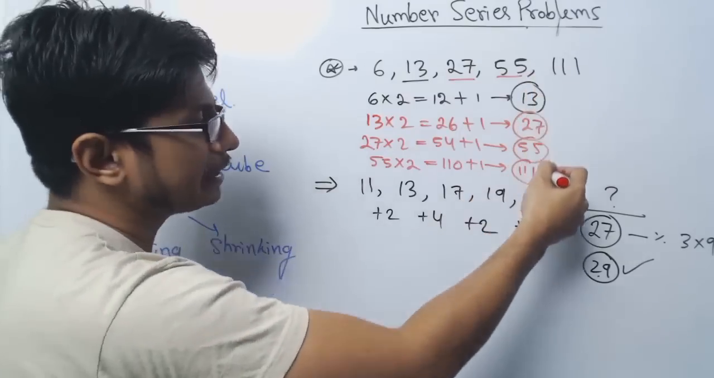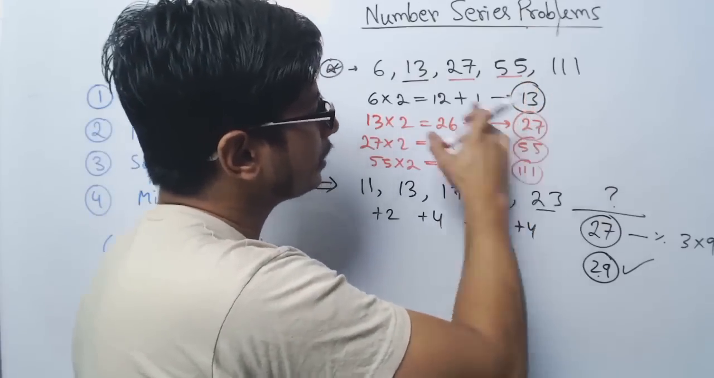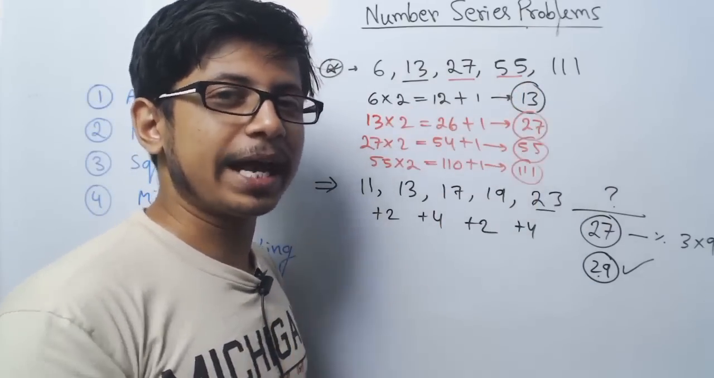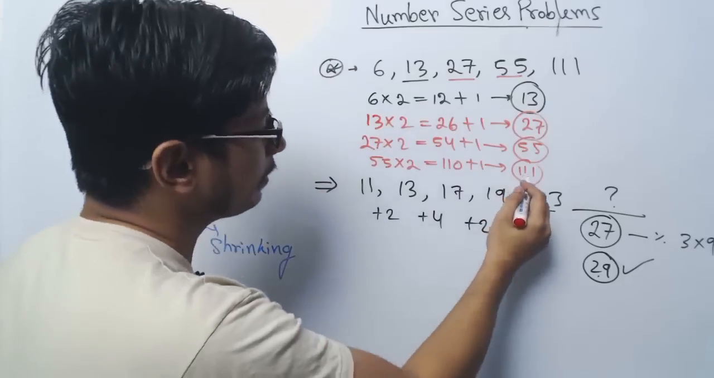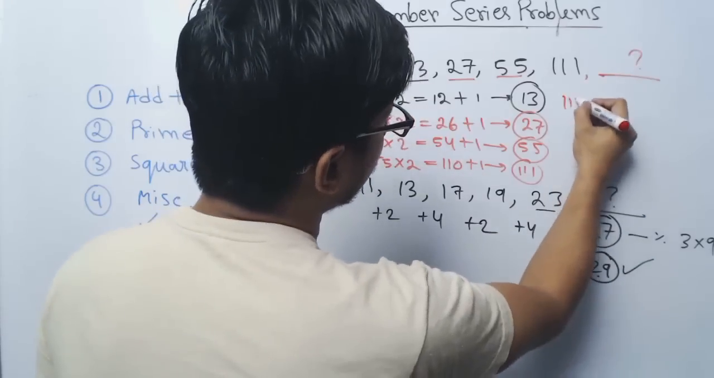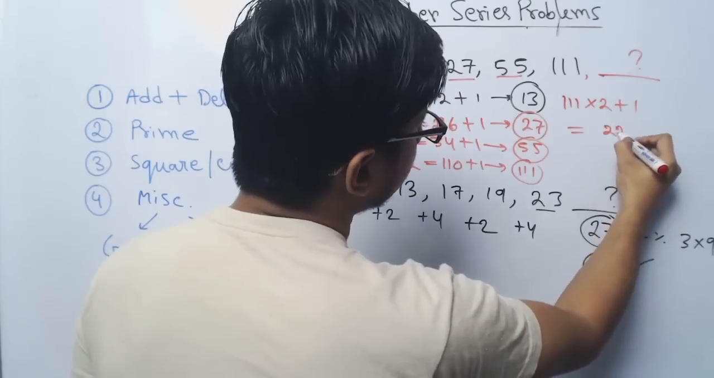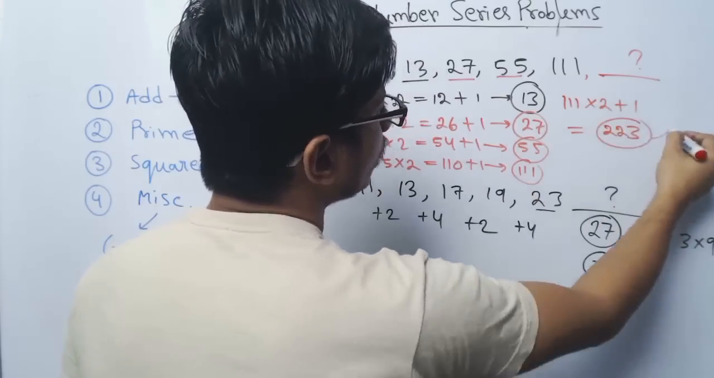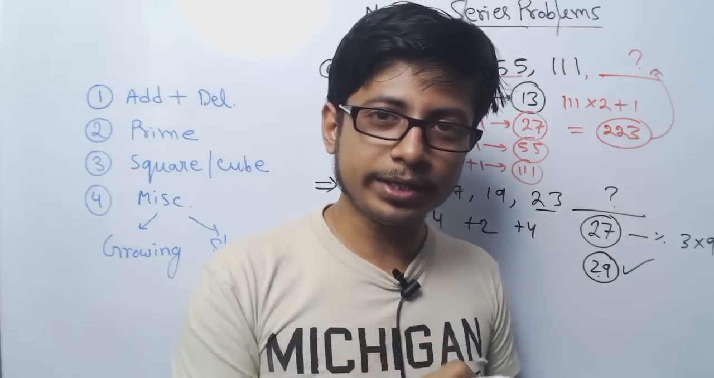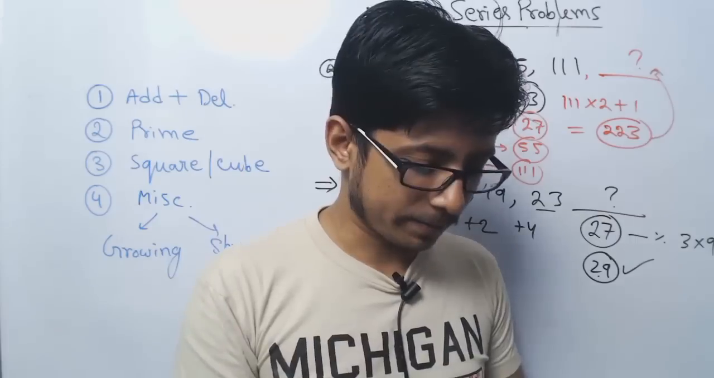So now we can easily represent all the numbers of the series, that means you know the series, you crack the series. So do the same thing to the last, because that's the question. So we do 111 into 2 plus 1. What will be the value? 223. That will be the answer. 223. Got it? So think of the way the series is provided.